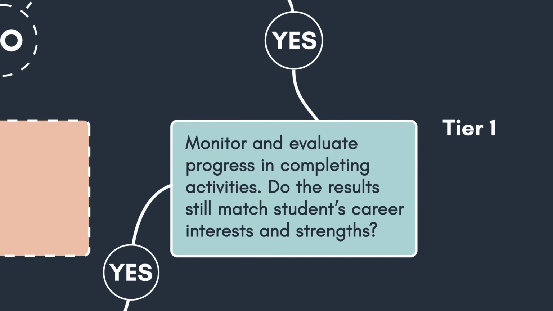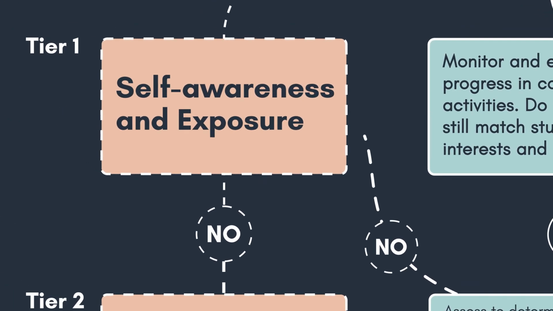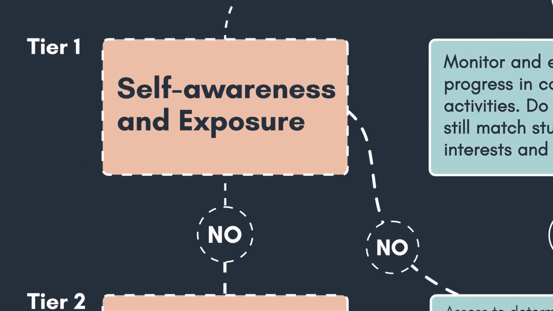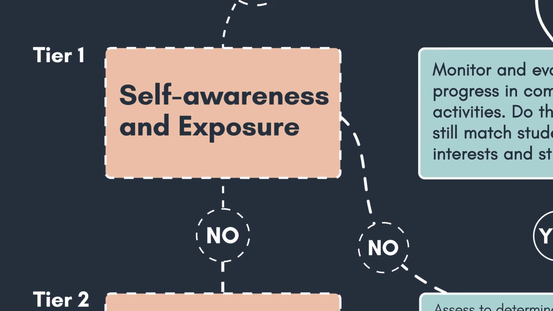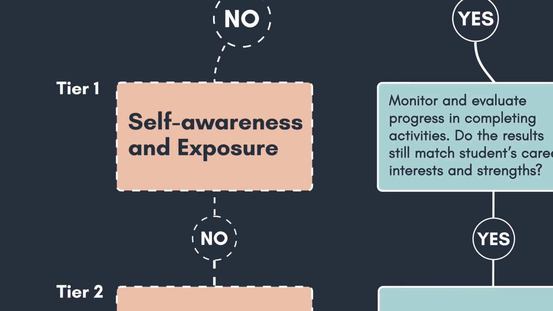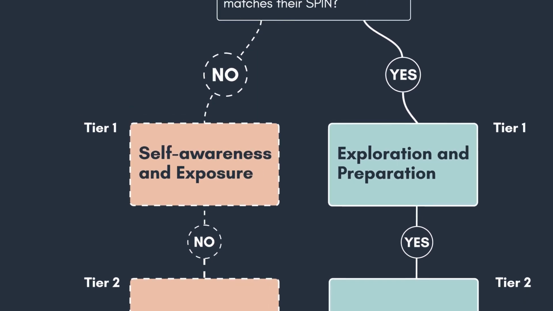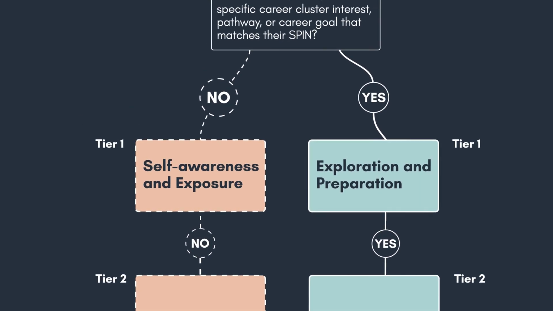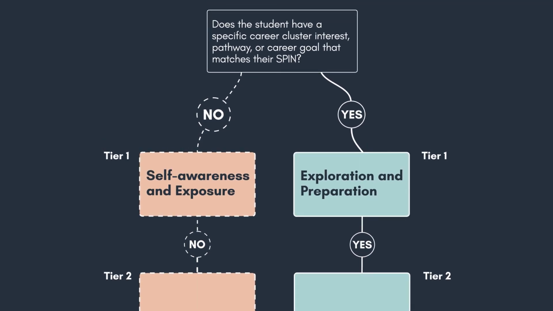Do the results still match students' career interests and strengths? If yes, you move down to Tier 2. If no, you go back over to the peach area to further assess the student and do some more activities for self-awareness and exposure. The tree continues to ask questions and guide you step by step through this process. At each step, it doesn't just tell you what to do next, but also gives you options for assessments, transition services, activities, and analyzing the data and coordinating services. It truly simplifies this rather complicated process.